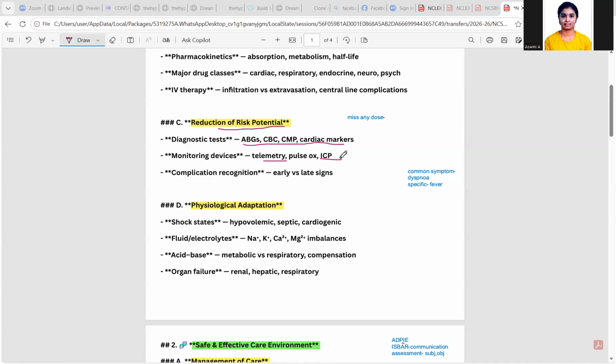So we can see the ECG changes when the client is doing any activity, and what the ECG changes are when the client is at rest. Like that we can correlate the conditions. So these are the monitoring devices. Next one, complication recognition, means identifying the complications, for example early signs and late signs.